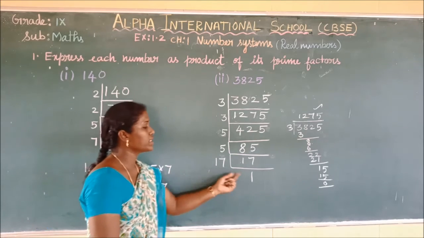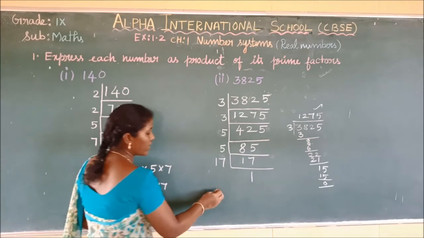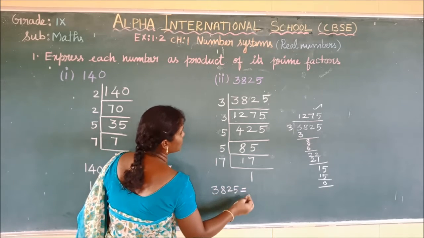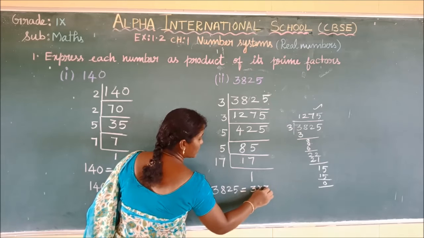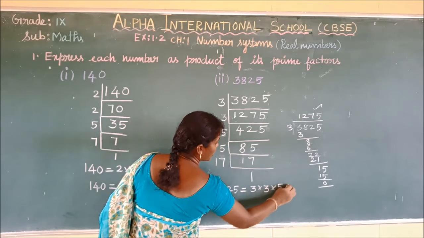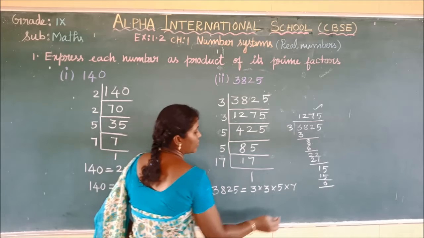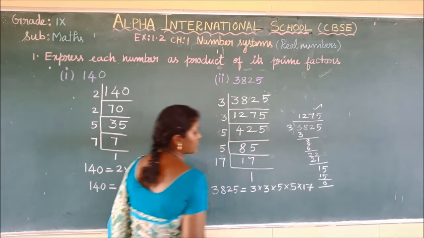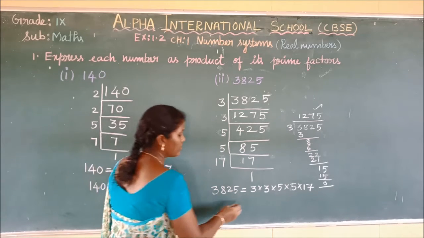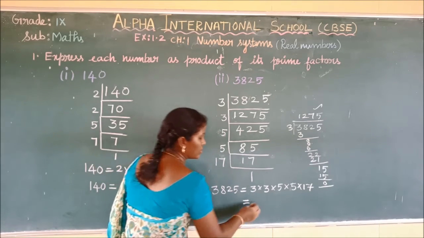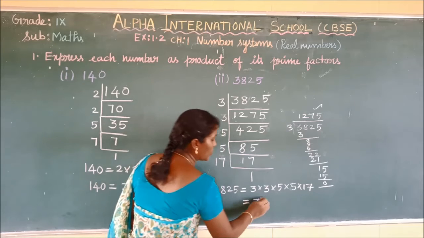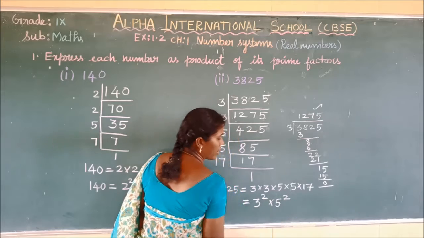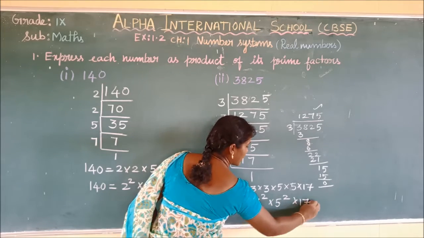So here 1 17 is 17. So what's the final answer we are having? 3825 is equal to 3 into 3 into 5 into 5 into 17. Just combine and write the numbers in powers. So how to write it? 3, 2 times, no? So 3 squared. 5, 2 times, so 5 squared into 17.